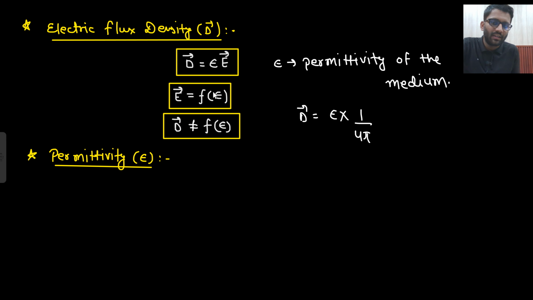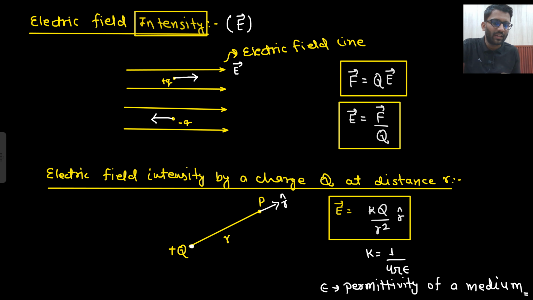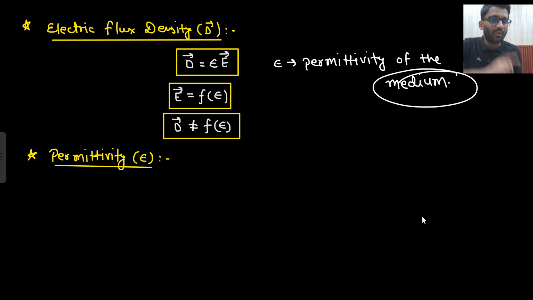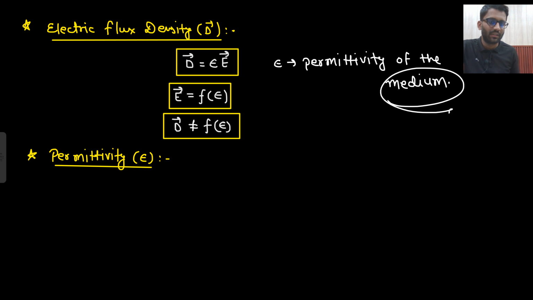So what do we get? D is equal to kq by r square, where k is 1 upon 4 pi epsilon naught. Whatever the formula we get, the epsilons are getting cancelled. So D is not a function of epsilon. So your D will not depend on the medium, because permittivity is defined specifically for a medium. If it is free space, or a conductor, or a dielectric, for different mediums epsilon will be different. So epsilon is defined for the medium only. And so your electric flux density doesn't depend on the medium.